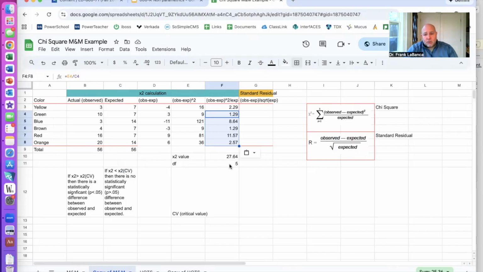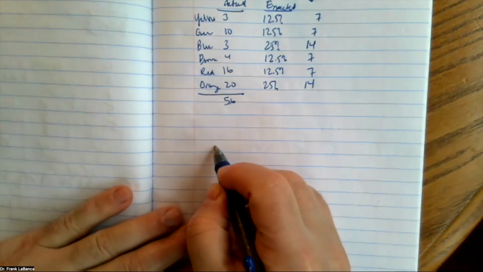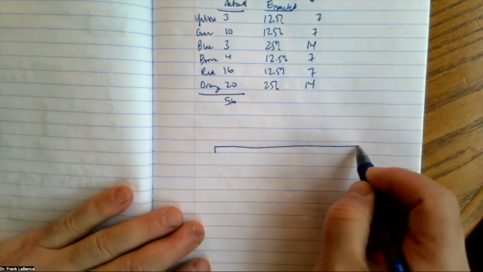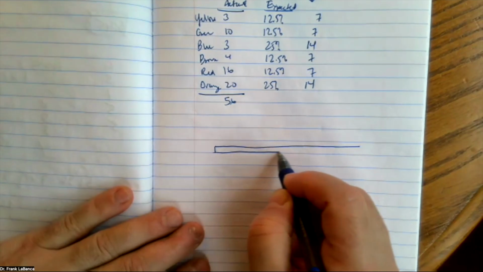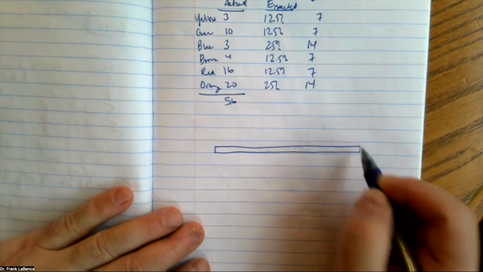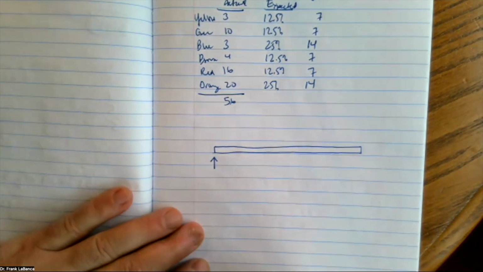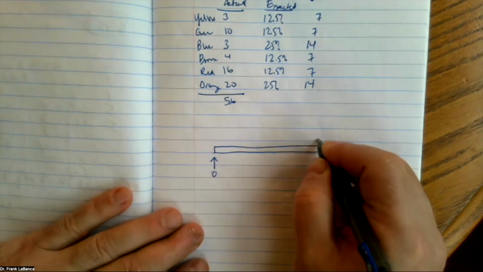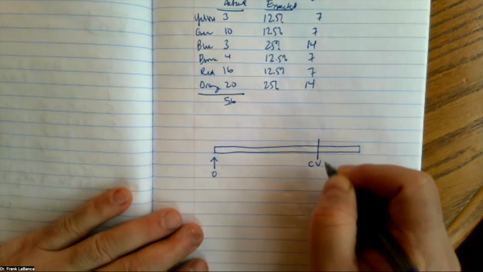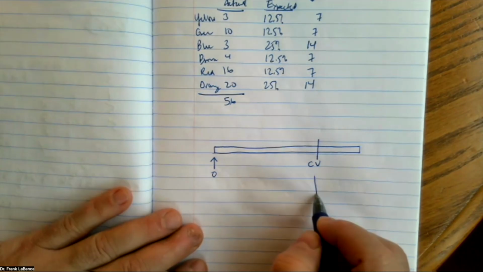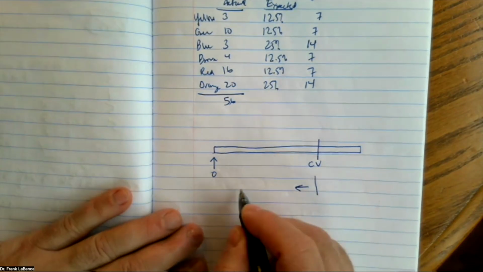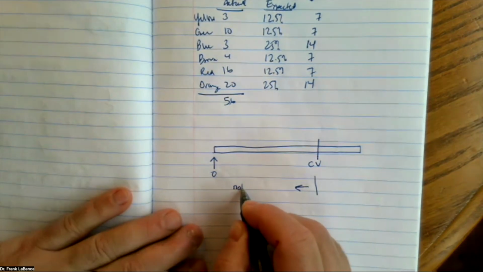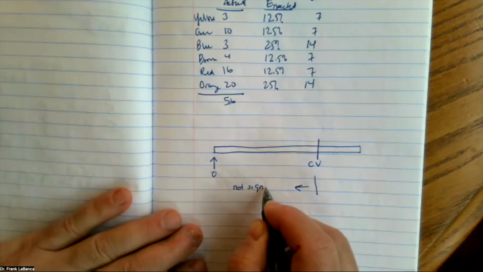Now what we have to do is figure out what the critical value is. So if we think about what a critical value is, the chi-square value has to be positive because we squared. So that's the 0 point. And then someplace along there will be some sort of critical value. Anything on this side of the critical value, not significantly different.